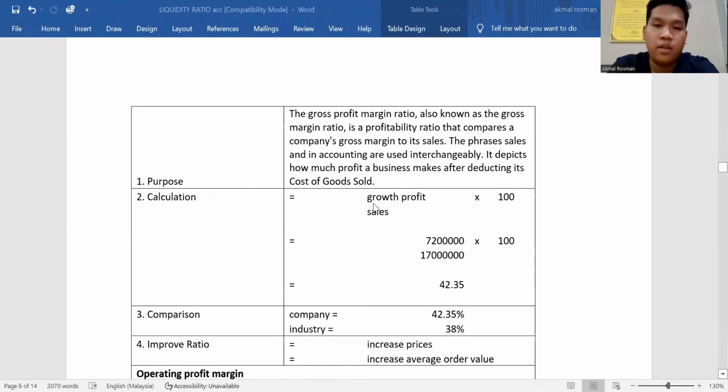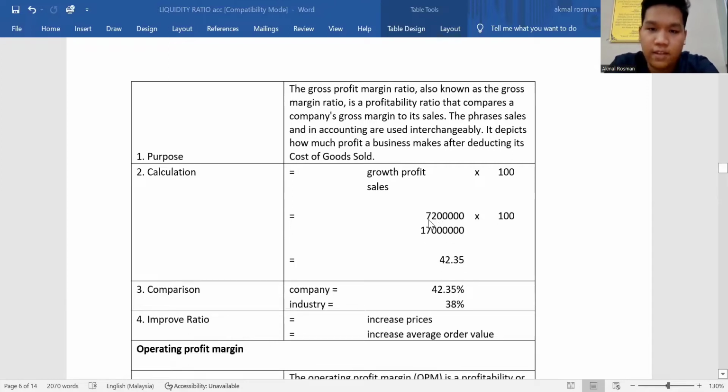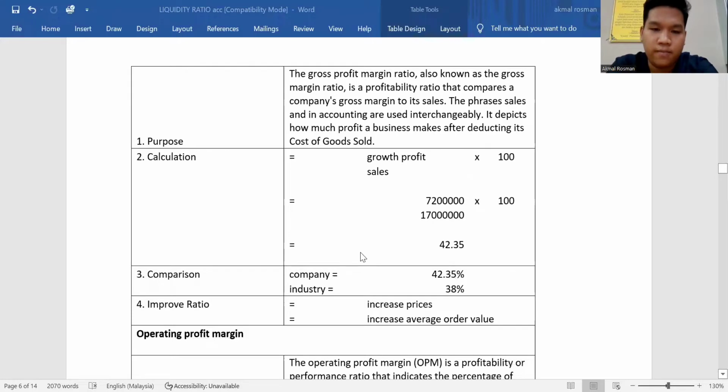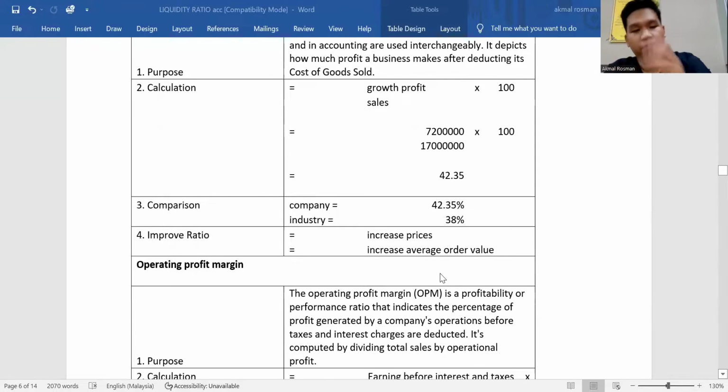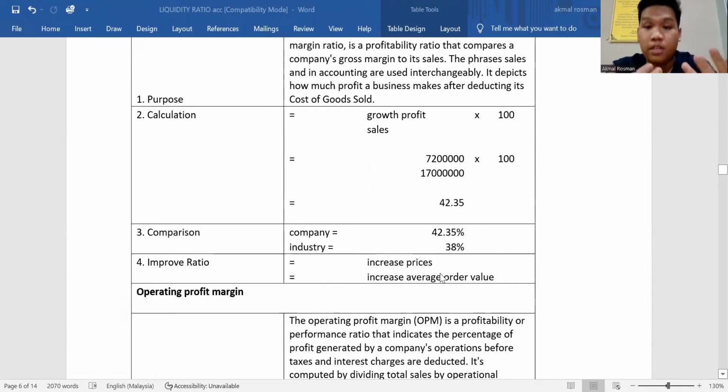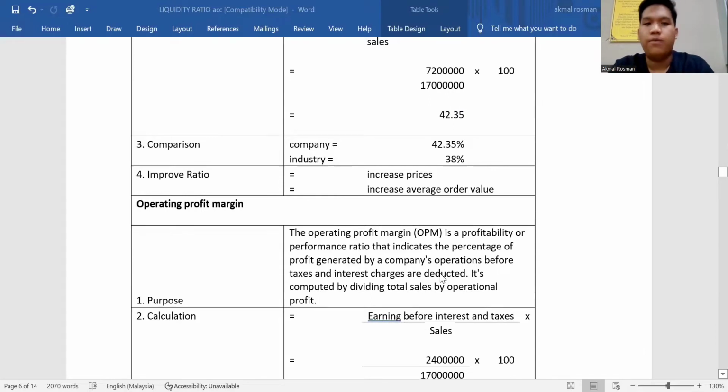So the calculation is gross profit over sales times 100. Okay, like this the gross profit is 7,200,000 divided by 17 million times 100 equals 42.35. In comparison, the company has 42.35% and industry has 38%. So to improve the ratio in gross profit margin, we must increase the prices and increase the average order value. So the next is operating profit margin.